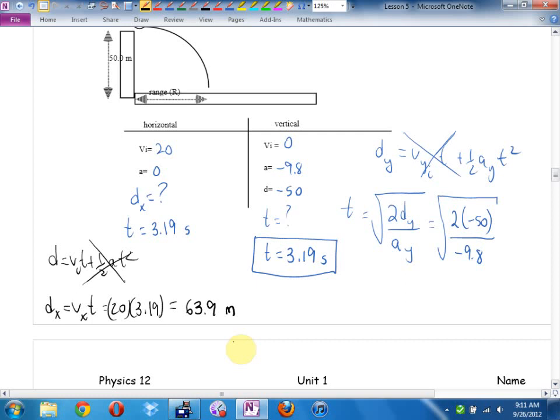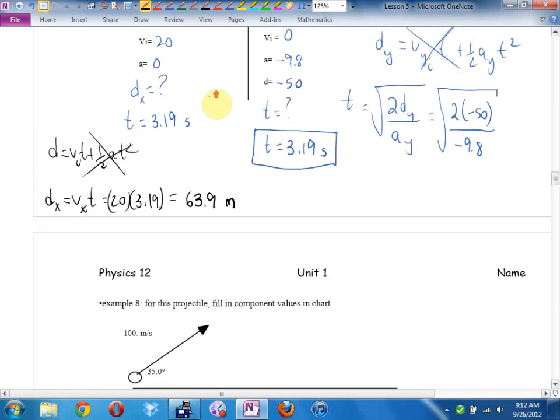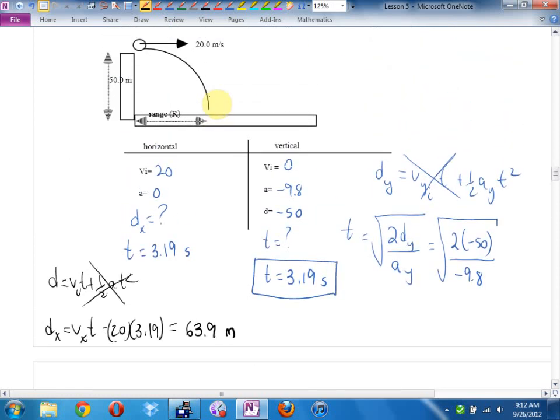Is that where we ended up at? That's how far away from the cliff, the base of the cliff, you landed and hit the ground at. So that's from a cliff horizontally. In some ways, it's got a nice advantage because you have a 0 initial velocity for the vertical, which makes the equations way nicer. You got lots of zeros kicking around.